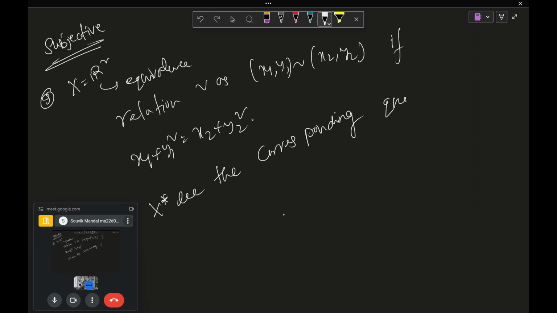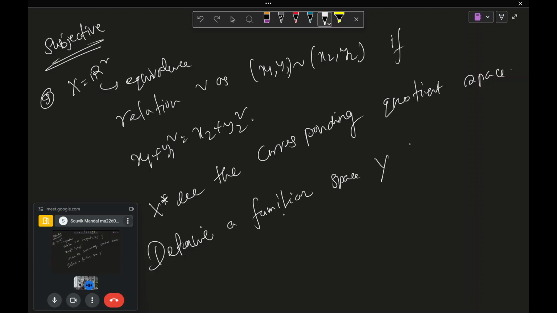Let X star be the corresponding quotient space, and determine a familiar space Y homeomorphic with X star. So, what are the possible ways this problem can be approached?